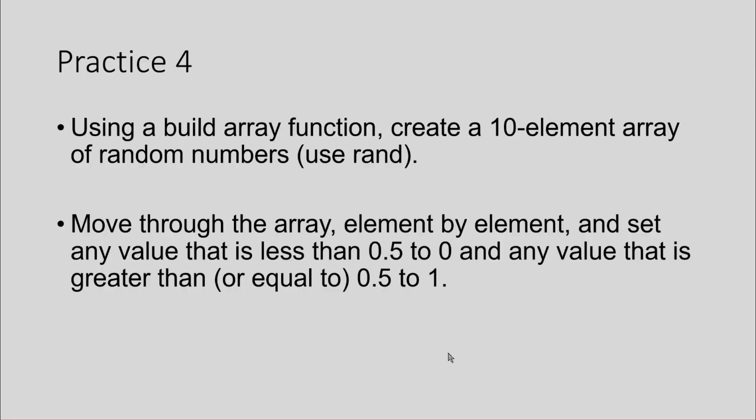This is practice 4, and here using a build array, create a 10 element array of random numbers, and after that we move through the array elements and set any value that is less than 0.5 to 0 and any value greater than 0.5 to 1. So after we create the 10 random number array, we convert that into either 0 or 1 depending on whether the element is lower or greater than 0.5.